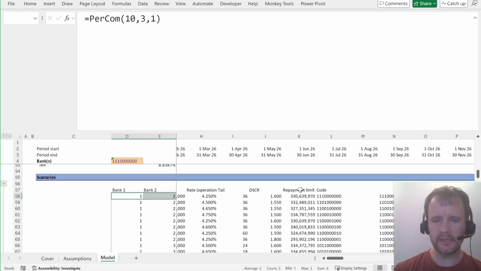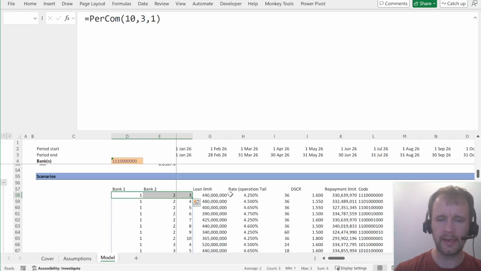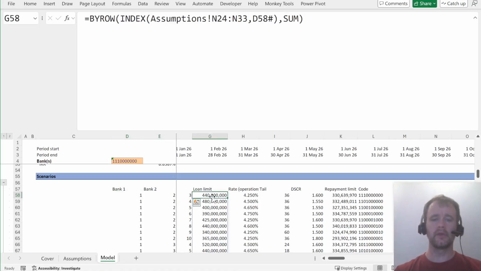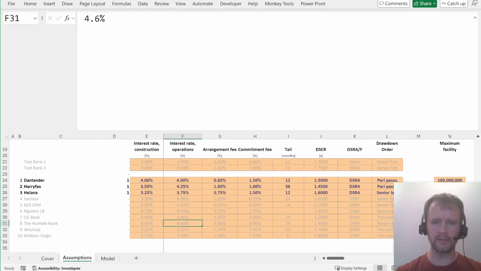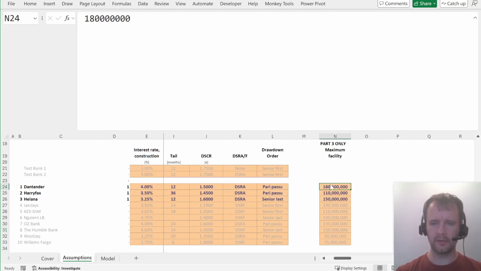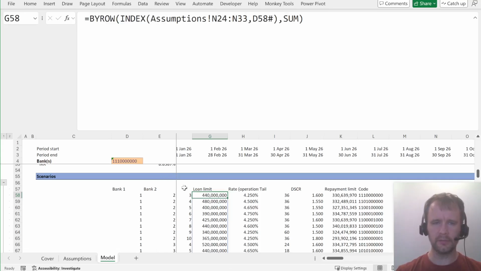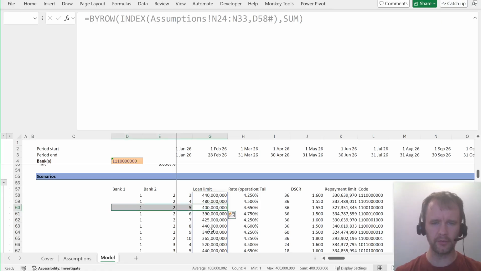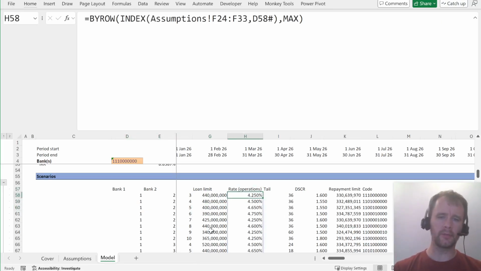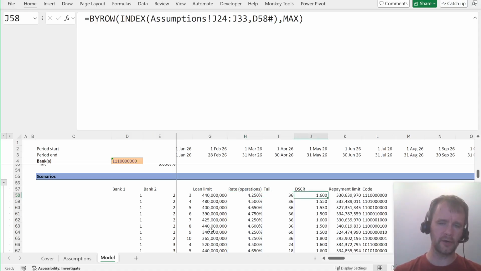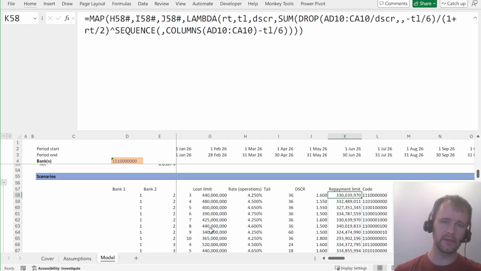Then what I'm basically calculating here is, can this club give a big enough loan? So I'm taking the loan limit here, just indexing the list of limits by all these numbers, and then taking the sum of those by row, so that these three banks can give you 440 million, these three banks can give you 480, these can give you 400 million. This is the rate during operations and the number of months in the tail and the debt service coverage ratio, and from those we can calculate the maximum we can borrow based on repayment.